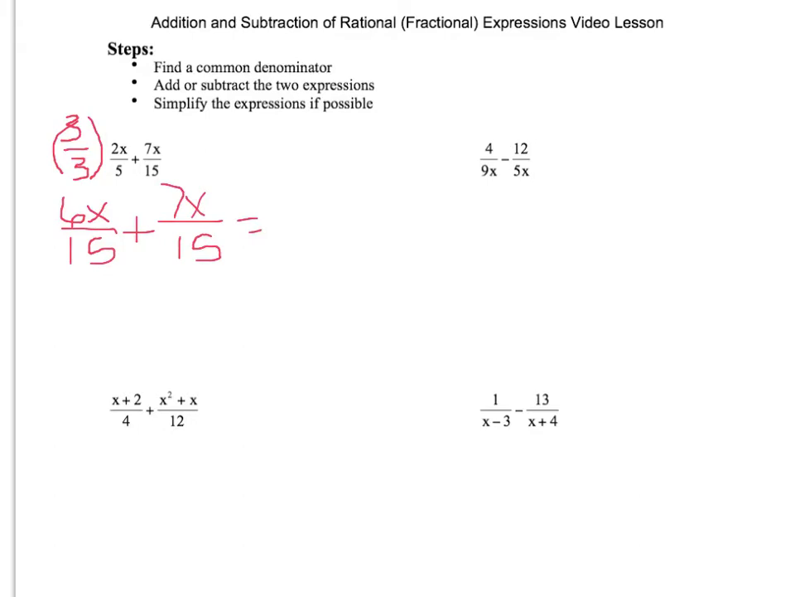Now that your denominators are the same, you can add them. 6x plus 7x is 13x over 15. And that is your final answer there.